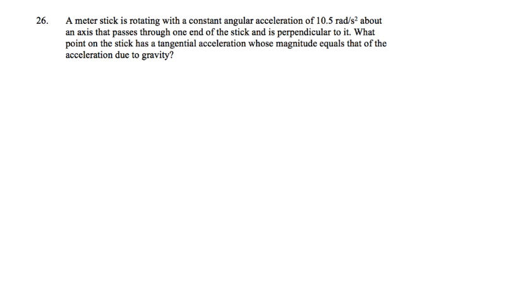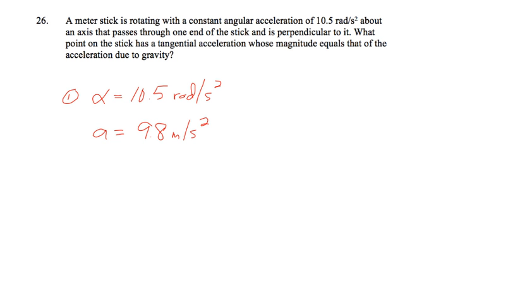So we have a constant angular acceleration of 10.5 radians per second squared. And then it says we want to know where on the stick would the tangential acceleration have a magnitude equal to that of the acceleration due to gravity. Well, what is the magnitude of the acceleration due to gravity? 9.8. So our A, we want it to be 9.8 meters per second squared.